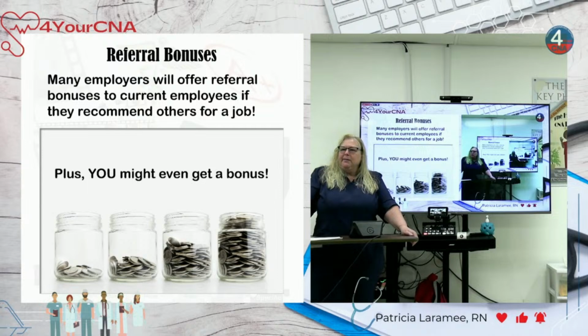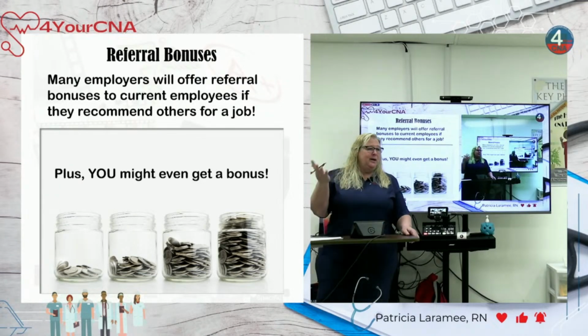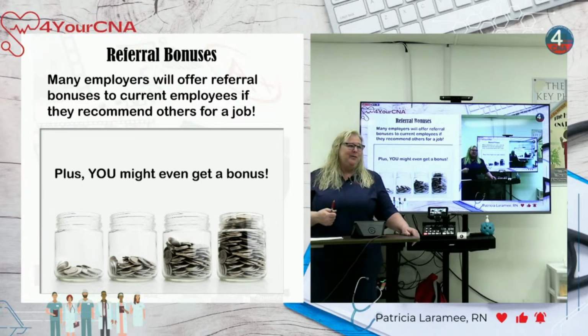anybody ever worked somewhere where you didn't like the people you were working with? Like you had personality conflicts, right? It happens. There's lots of personality conflicts out there. Well, if I'm referring you for a position, that means that we already get along. I'm okay working with you, and you're okay working with me.